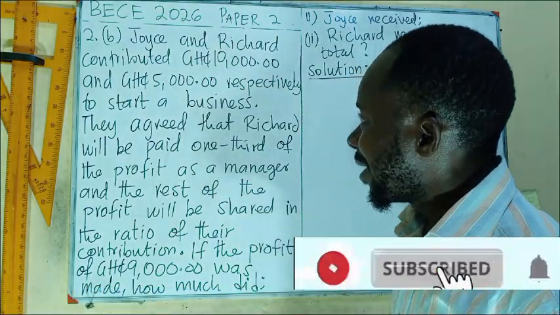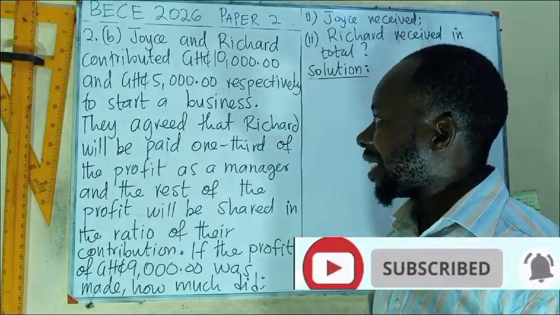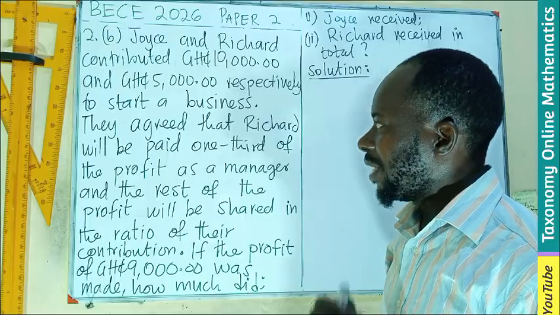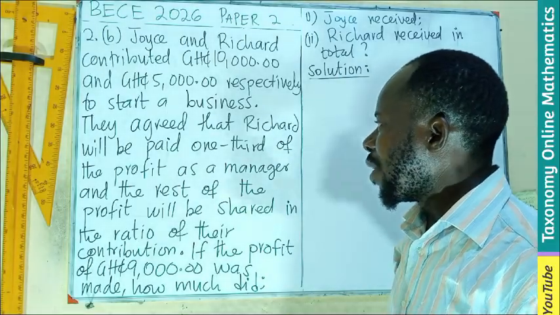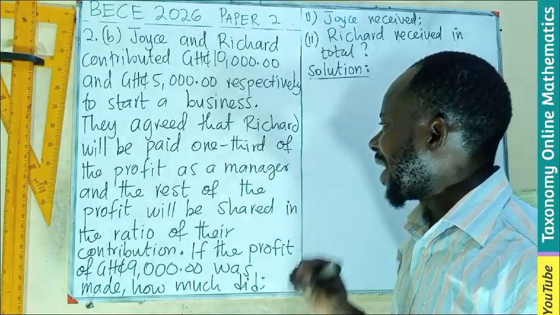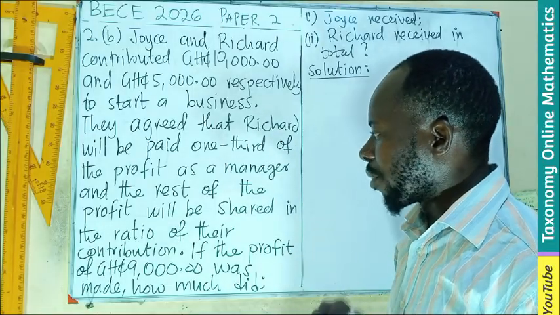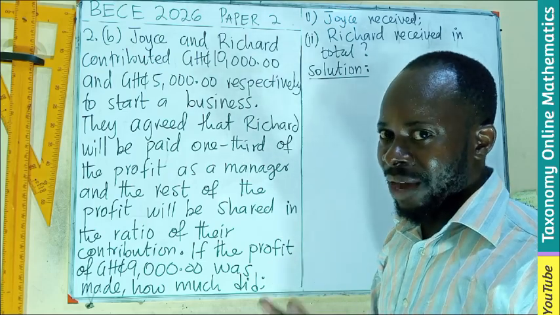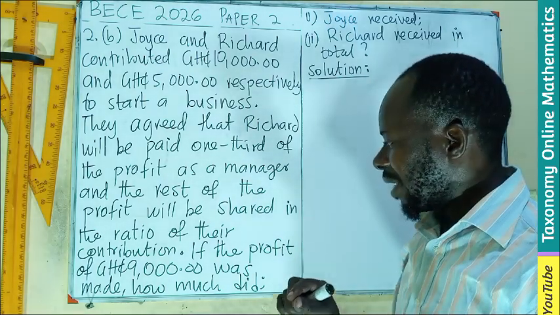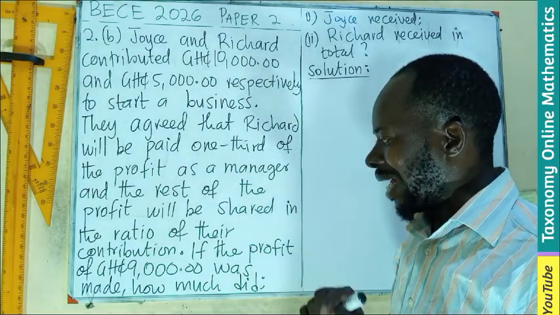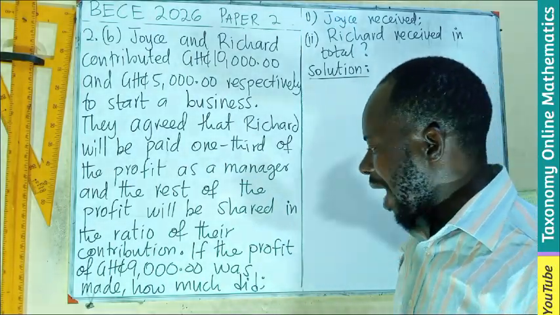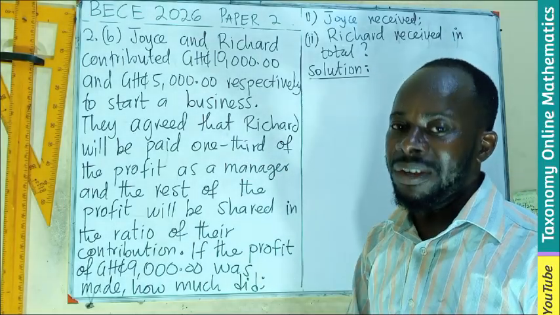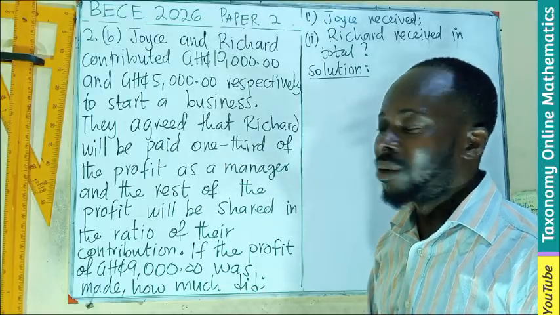Joyce and Richard contributed 10,000 Ghana cedis and 5,000 Ghana cedis respectively to start a business. They agreed that Richard will be paid 1/3 of the profit as a manager, and the rest of the profit will be shared in the ratio of their contribution. That's the agreement. So if a profit of 9,000 was made, how much did Joyce receive and how much did Richard receive? So this is under ratio and proportion.